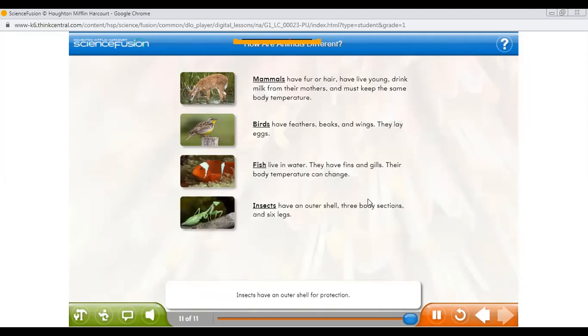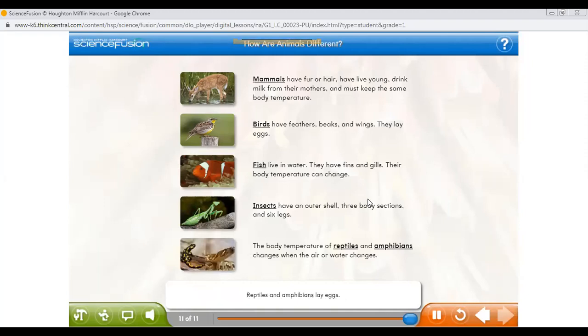Insects have an outer shell for protection. They have 3 body segments and 6 legs for moving or holding food. Reptiles and amphibians lay eggs. Their body temperature changes when the air temperature changes. And amphibians' temperature can change when the air or water they are in changes temperature. Now that you've finished this lesson, if you wish, you can go back and review.